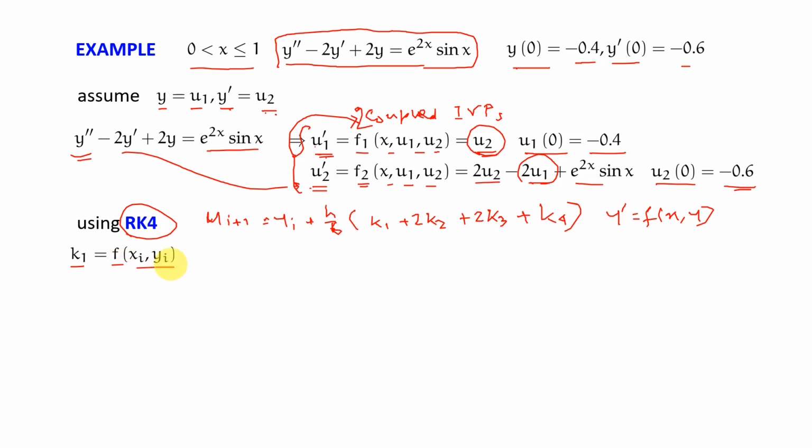Now if I have two equations, then what will happen? I will have two k1s, one for each equation. I have two equations here, u1 and u2, so I will have two k1s. That will be given by k(j,1), where j will be 1 and 2. So k1 for equation 1 will be k11, k1 for equation 2 will be k21, and they will be given by f, where here j is 1, and then I have xi, u1i, u2i.